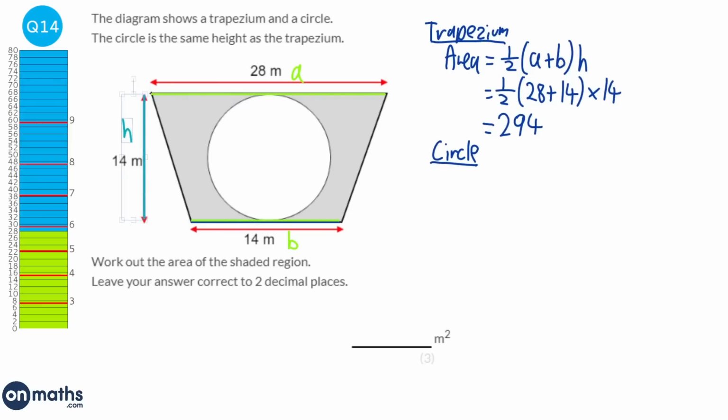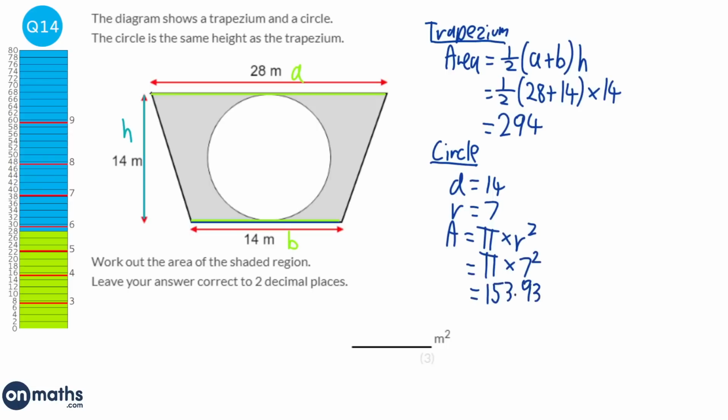So the height of the circle is the same as the diameter. So the diameter of the circle is 14, therefore the radius would be half of that, which is 7, and the area of a circle is pi times the radius squared. So it would be pi times 7 squared, which will be 153.938... Now I'll keep that in my calculator, because next thing we'll do is the shaded area part.